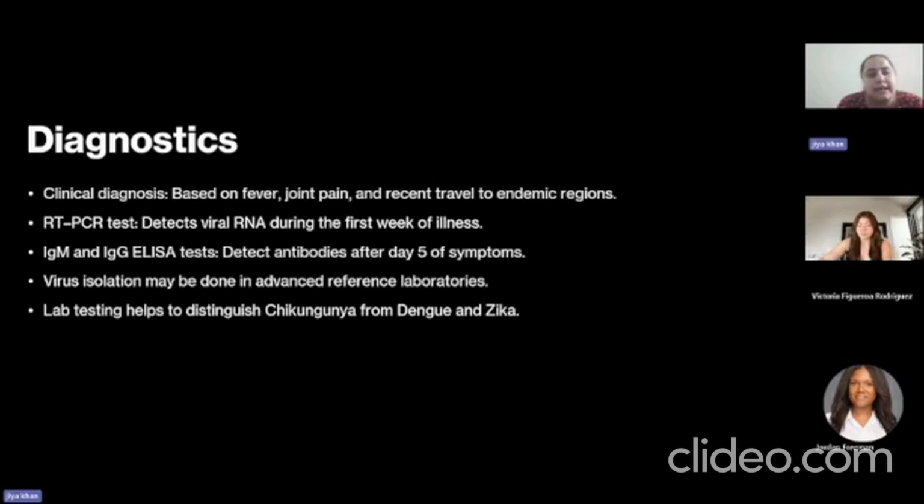Since dengue and Zika share similar symptoms, accurate testing is important to identify the correct infection and provide the right care.